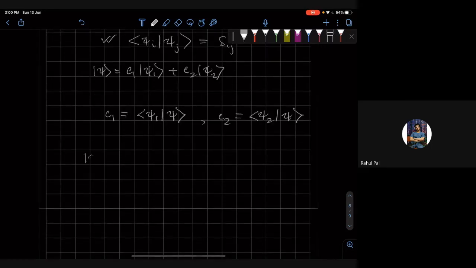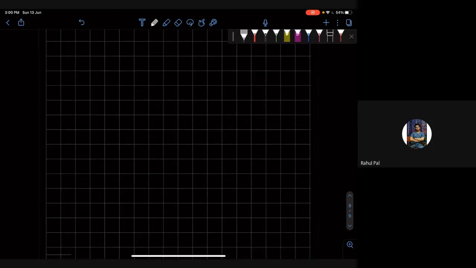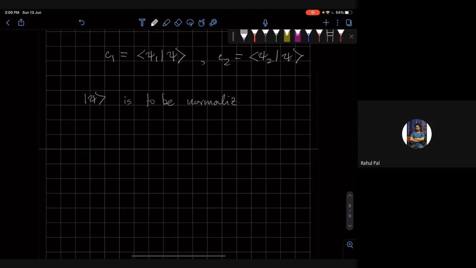Now, if psi is to be normalized, that is, if I demand its norm to be 1, then that means that mod C1 squared plus mod C2 squared is equal to 1. One thing I would suggest to everyone taking this class is that if these statements are not obvious to you, sit down after class and try to prove every one of these statements. And if you're not able to, discuss it with others, and also reach out to me, okay?